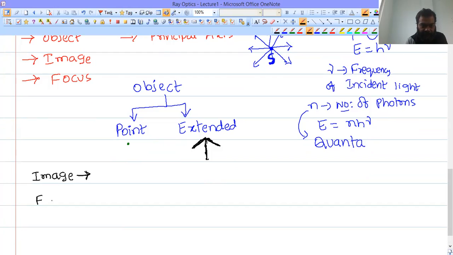Next, focus. Whenever the light rays are incident on any device like a mirror or lens or any optical instrument, it will be focused at a point. Say for example, whenever I am seeing a movie on the laptop, I am seeing a particular area. Whatever my eyes are concentrated on, it is concentrated at a point or at a region. That can be called focus.